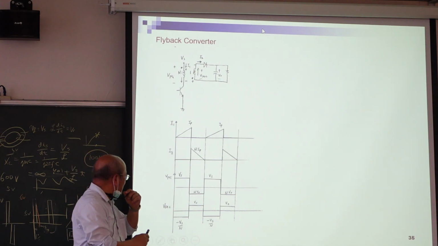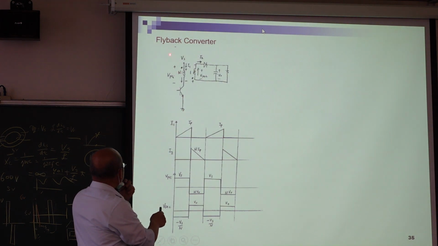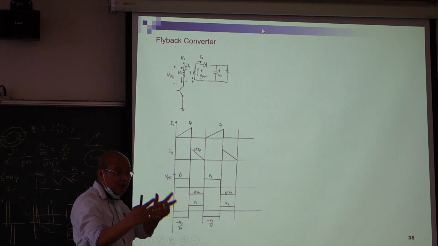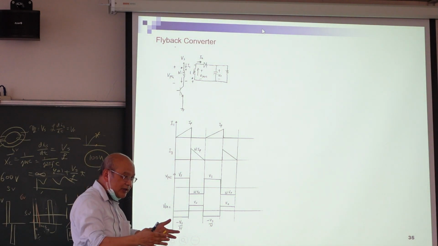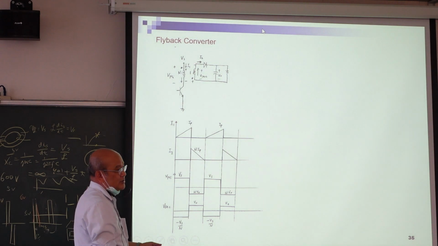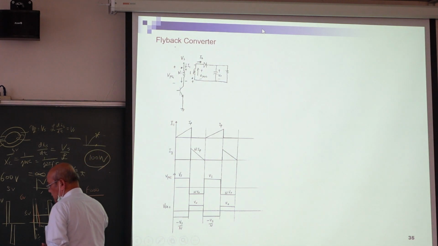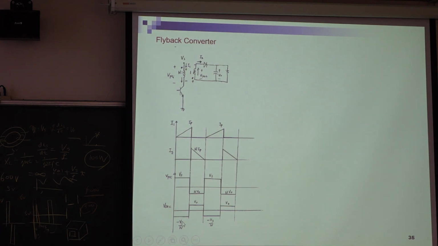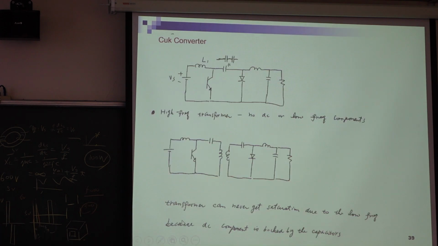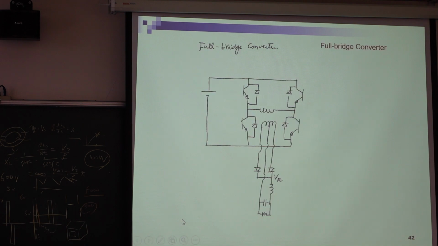So in general, we always say flyback is the simplest one. Which one is the most complicated? H-bridge. Right? So we can design the converter between flyback and the H-bridge. Okay. So we have many choices.